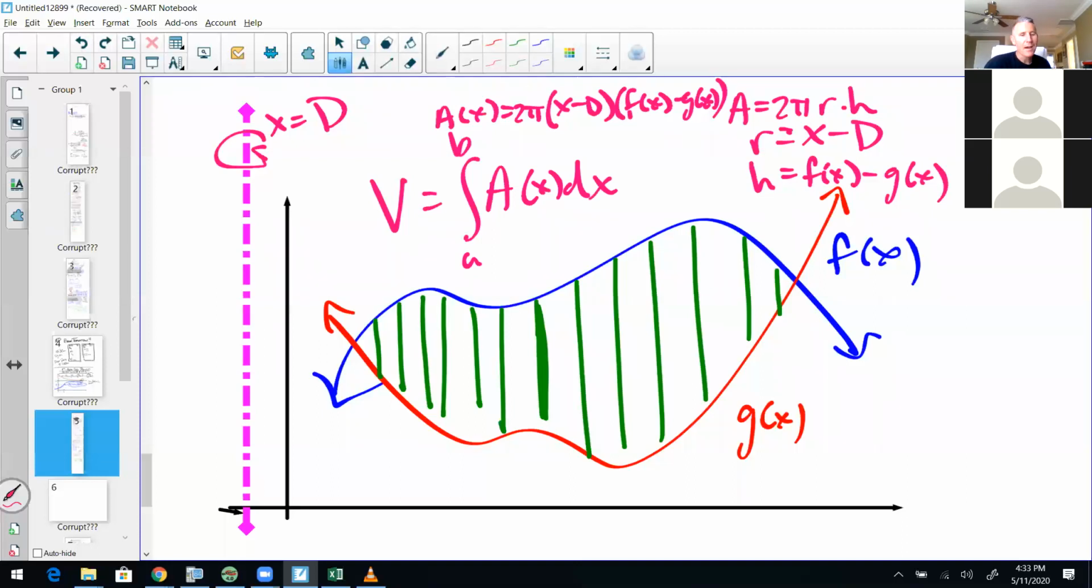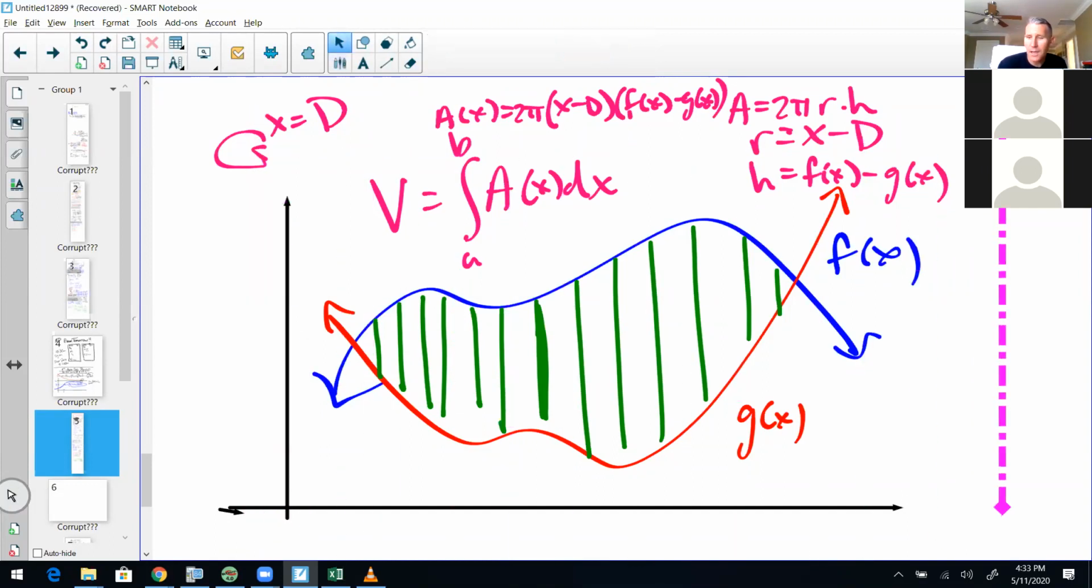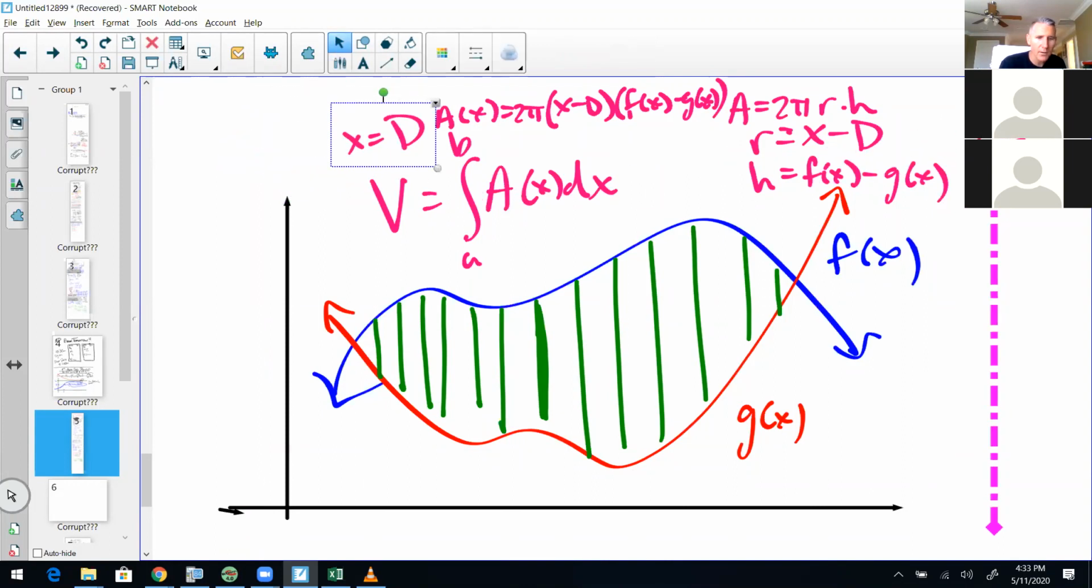Okay. Now, what would change if the line that I'm rotating the region about is over here? What changes? Well, I'm still using the shell method because my top minus bottoms are still parallel to the line I'm rotating about. So it's still going to be the shell method. My h is still f of x minus g of x, right? Top minus bottom, or blue minus red in this case.